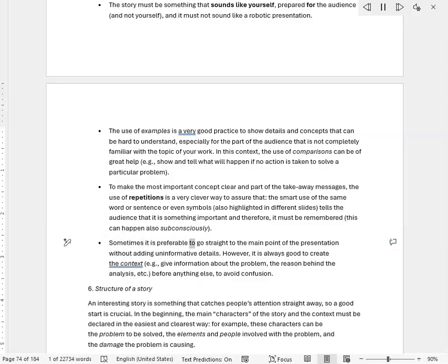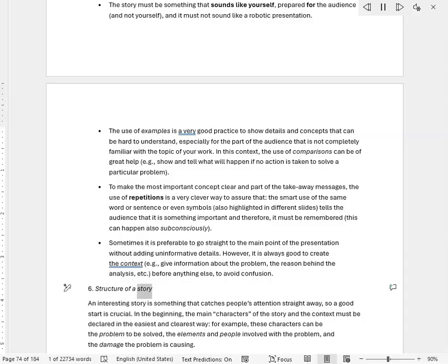Sometimes it is preferable to go straight to the main point of the presentation without adding uninformative details. However, it is always good to create the context, e.g., give information about the problem, the reason behind the analysis, etc., before anything else, to avoid confusion.